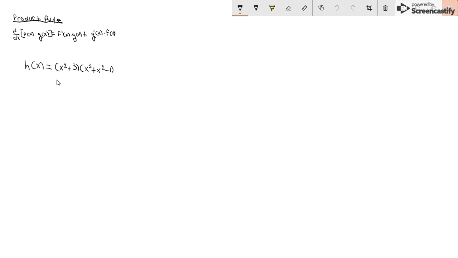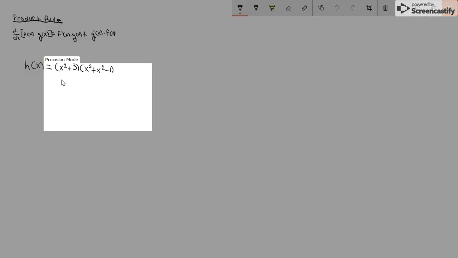So let's do that. So which one is your f and which one is your g? Well, it doesn't really matter since you're adding them. If this was the quotient rule, which we're going to learn in the next lesson, it would matter. But in this case, it doesn't. So let's just take the first one to be the f of x. This will be f of x. And this one will be our g of x, right?